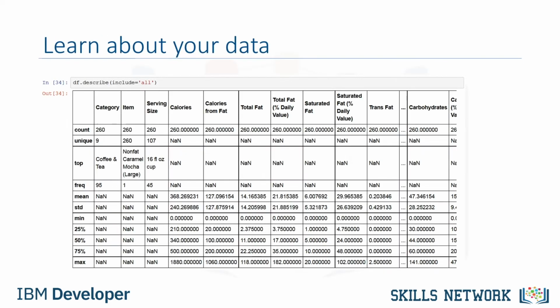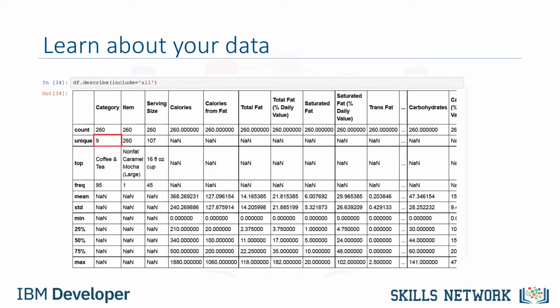Now it's time to learn about your data. Pandas methods are equipped with a set of common mathematical and statistical methods. Let's use the describe method to view the summary statistics of the data in the data frame. Then explore the output of the describe method. We see that there are 260 observations or food items in our data frame.